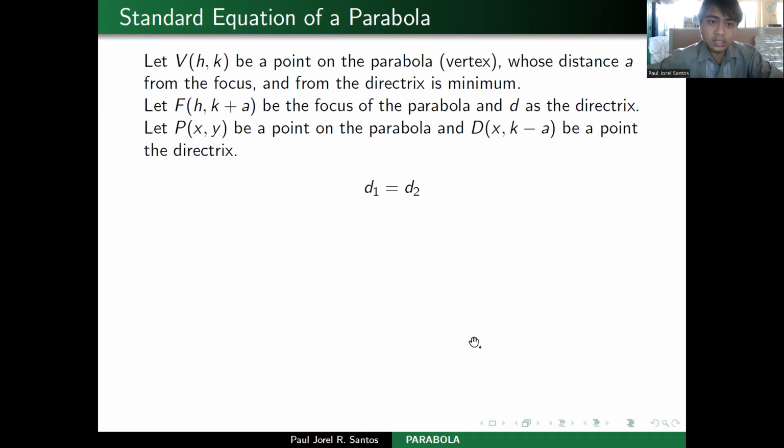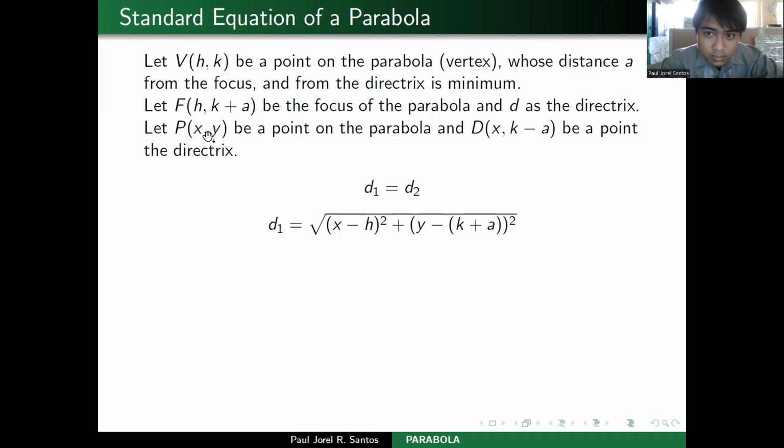In this case, the definition tells us that d sub 1 is equal to d sub 2. Using the distance formula, the distance between F and P is the difference of the abscissas, x - h, squared, added to the difference of the ordinates, y - (k + a), also squared.